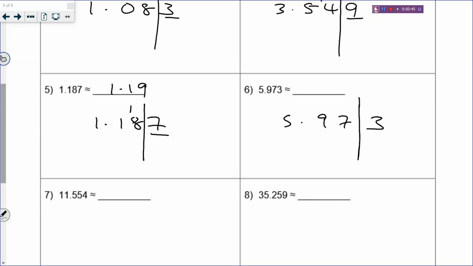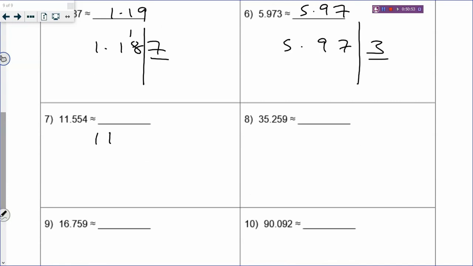5.973, draw a line, and is 3 5 and bigger? No, so don't add 1. Next one. 11.554, draw a line, and is 4 5 and bigger? No, so don't round up. By now I think Mr. Wang is like a robot already.